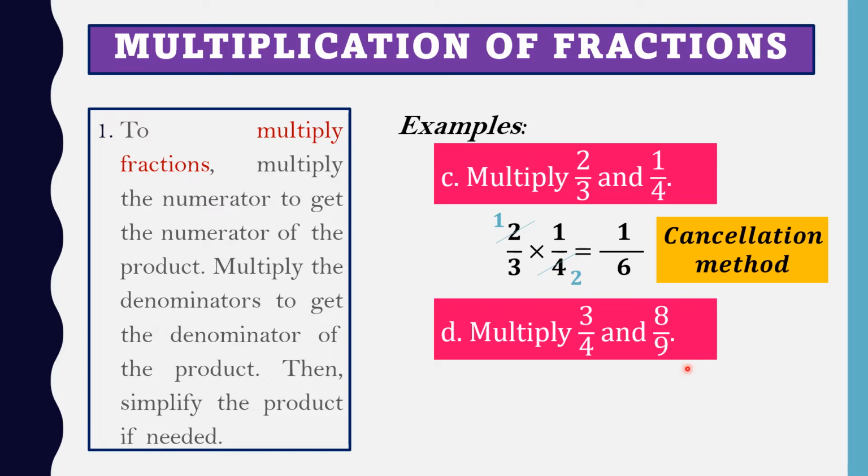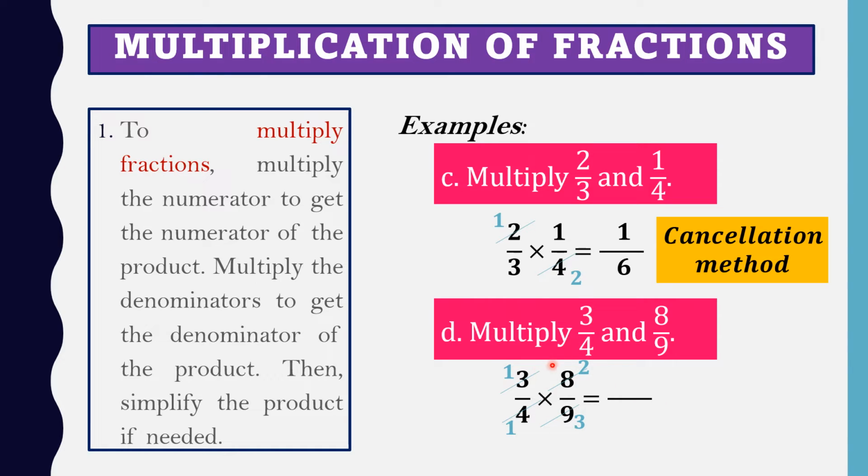Next, we have example D. Multiply 3/4 and 8/9. Again, let us check if there is a numerator and a denominator that have common factors. In this case, 3 and 9 have a common factor, which is 3. So we divide them both by 3. 3 divided by 3 is equal to 1, that's why we have 1 here, and 9 divided by 3 is equal to 3. We could also divide 4 and 8 because they are both divisible by 4. So 8 divided by 4 is equal to 2, and 4 divided by 4 is equal to 1.